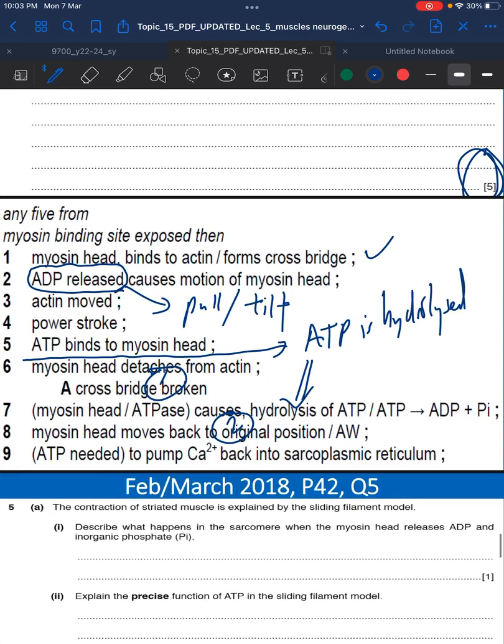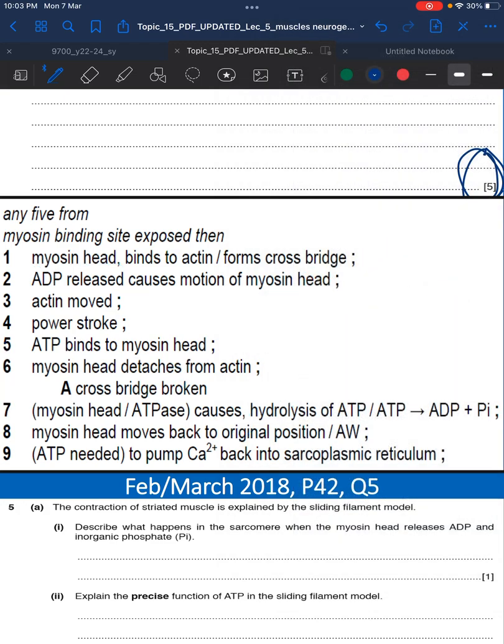What I don't like about this particular answer scheme is that particularly this 5, 6, and 7 here is not actually written in a sequential manner. Supposedly this is how it should look. This is correct. Power stroke. Bind to the myosin head. Now before it detaches, this must be the next one. This must be number 6. This must be number 7. So when the ATP binds to the myosin head, the ATP is hydrolyzed into ADP and phosphate group. The energy is used to detach the myosin head. This is the first one. The energy is used for this, and the energy is used for this.